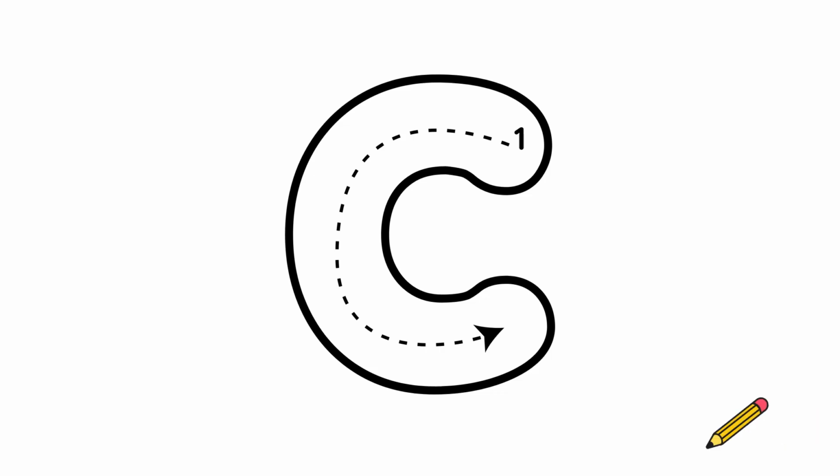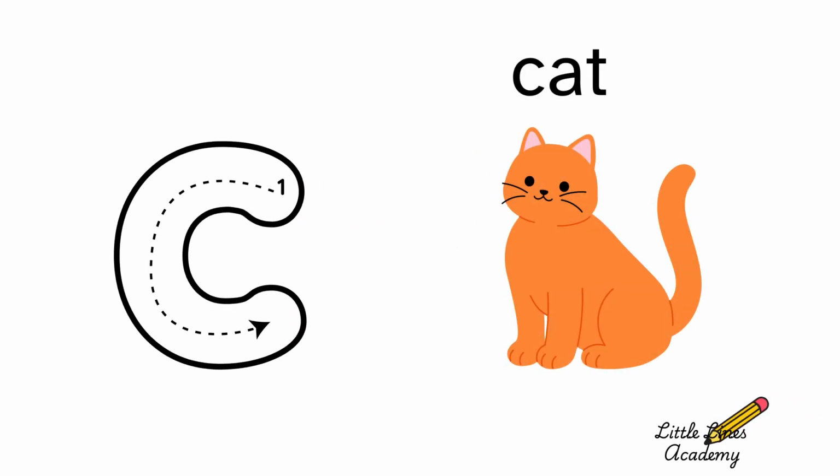What is the sound of the letter C? The sound of the letter C is K. Come on, say it with me. K. K. Great work. Now, let's see what starts with the letter C.